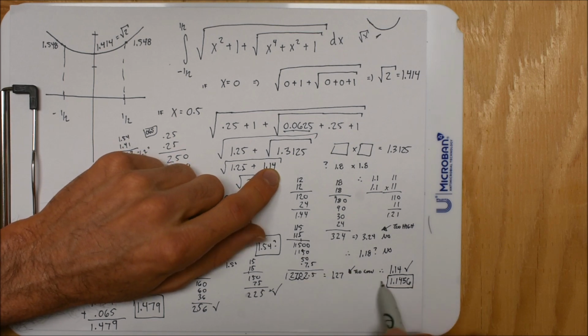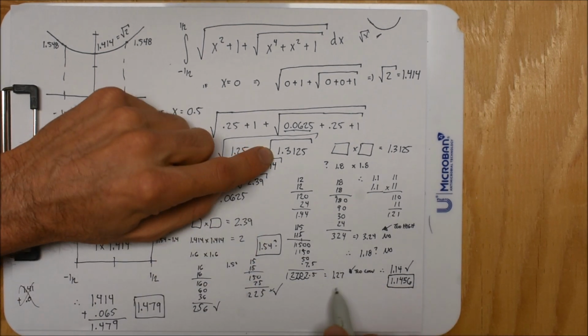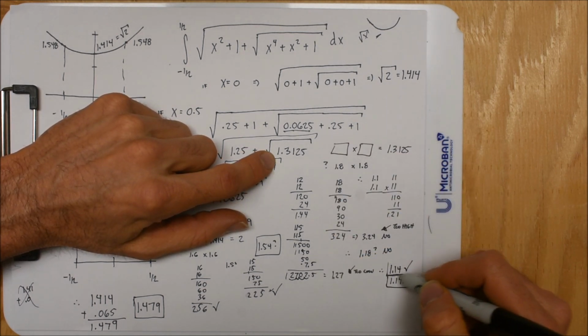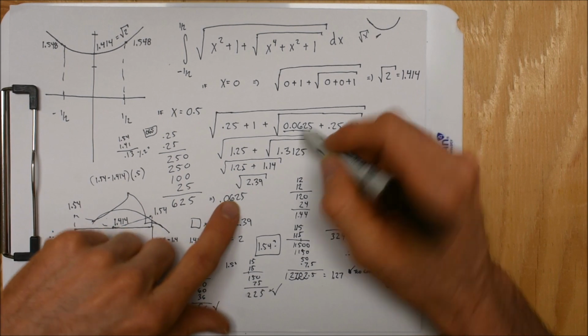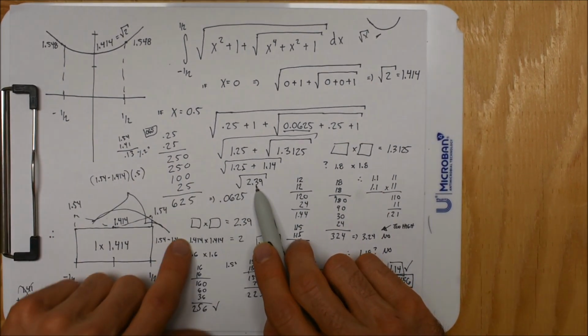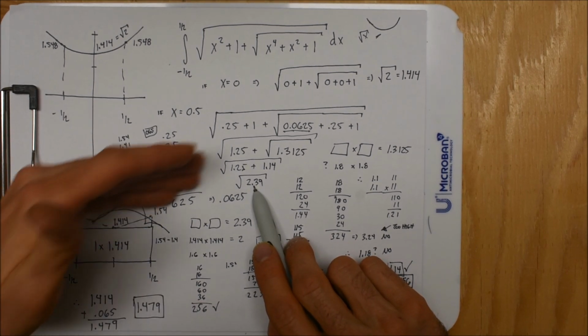But anyway, just very quickly, what did I choose? I chose that this was 1.14. So that's what I was going to choose for that, and that's what I chose. So now we add these two up, we got 2.39. Square root of 2. What the hell is the square root of 2.39?